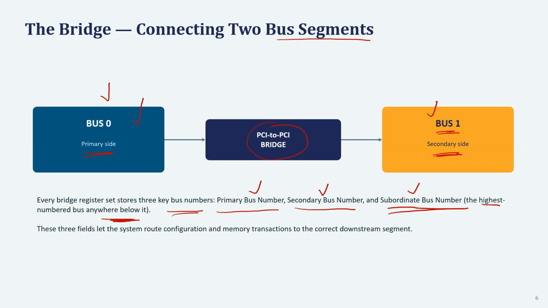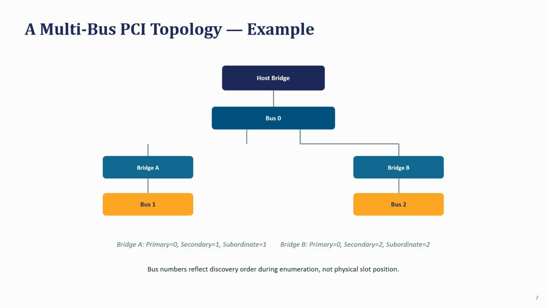Why is it going to have this information? Because it needs to route the packets. This concept we are going to discuss in further sessions. Whatever packets we get from the host should be routed like in your network. So this bridge has this information so that it can route properly. These three fields let the system route configuration and memory transactions to the correct downstream segment. Downstream segment means this one, so it should correctly forward to whatever buses are attached to it. That is the reason this bridge contains all the bus numbers.